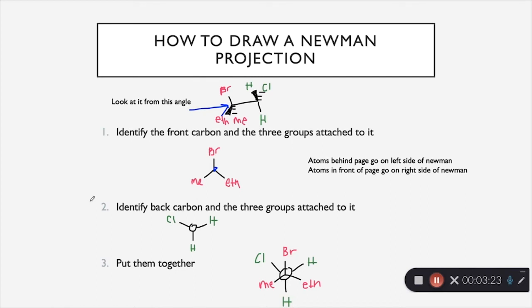Step 2 is identifying the back carbon and the three groups attached to it. Same thing: you can see we have this hydrogen in the plane going down. We have a hydrogen on a wedge, so that's going to be on the right side, and then we have a chlorine on the dash, which is going to go on the left side. Then you simply superimpose these images together to give you the entire Newman projection.